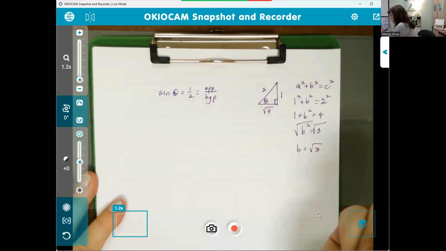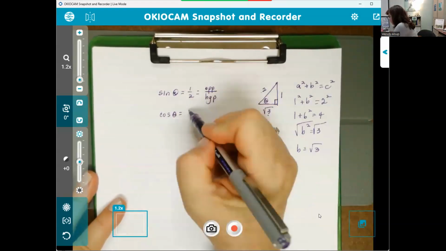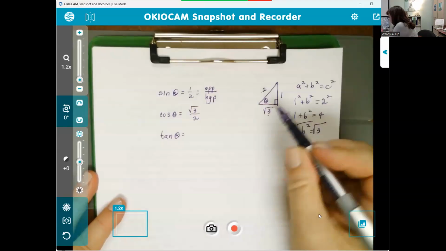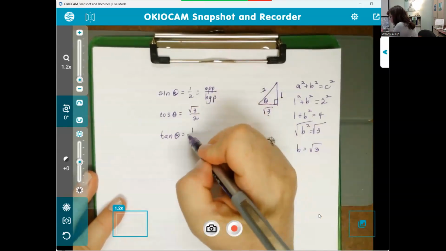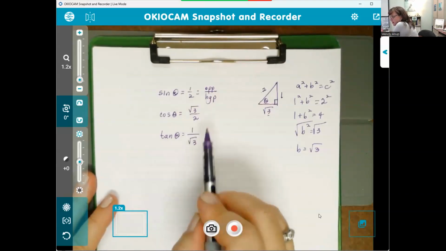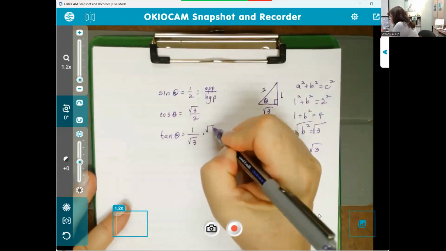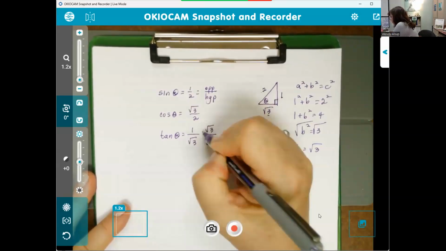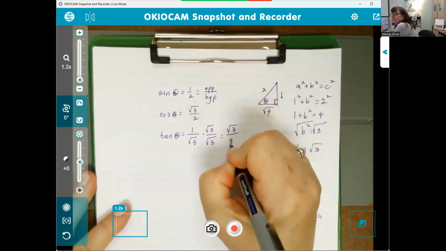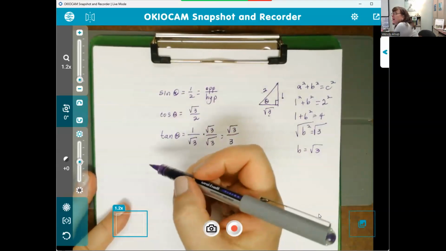All right, well, I can find everything else then. Cosine of theta then is the adjacent over the hypotenuse, root 3 over 2. Tangent theta, therefore, is the opposite over adjacent, 1 over root 3. However, math offense alert, you can't leave the square root in the bottom. So we got to rationalize the denominator. And we end up with root 3 over the square root of 9, which is 3. Root 3 over 3. So now I've got sine, cosine, tangent, and now I can find the reciprocals.